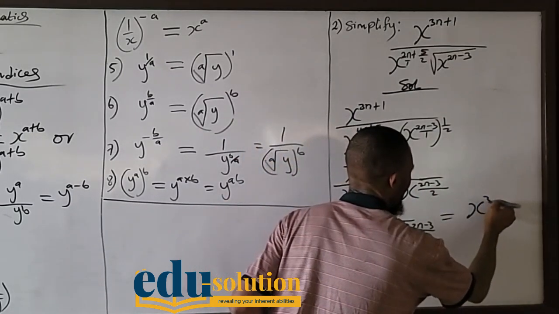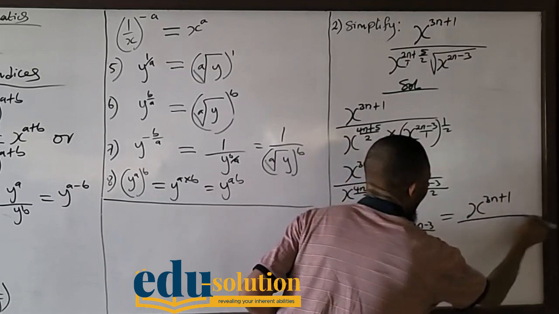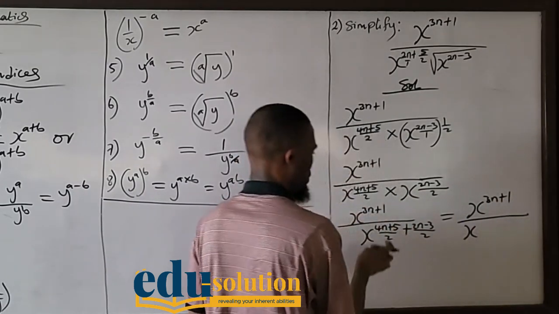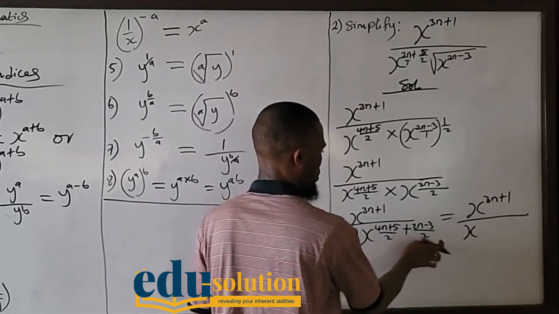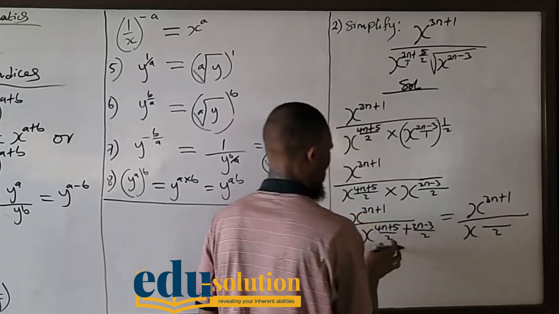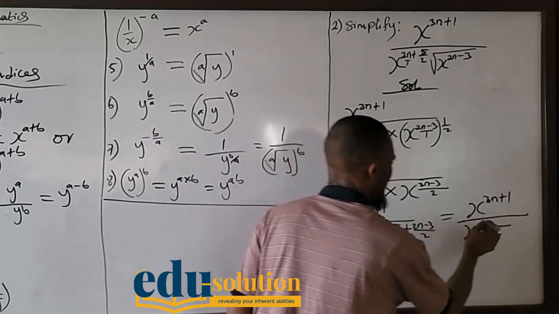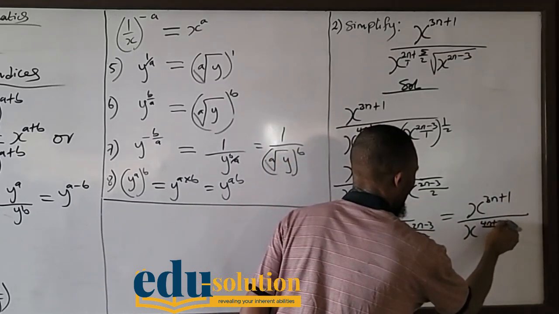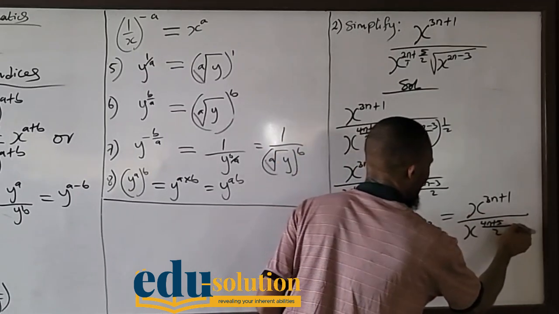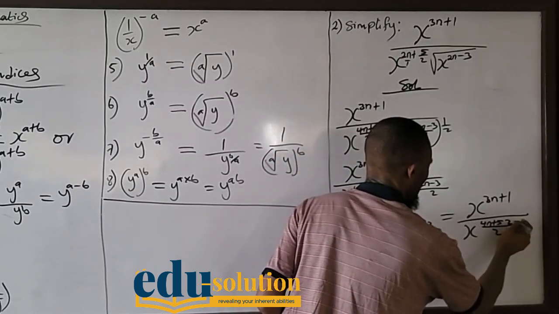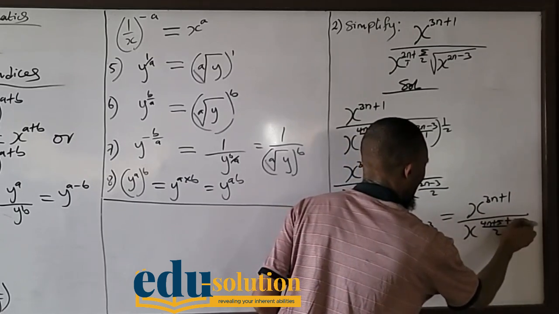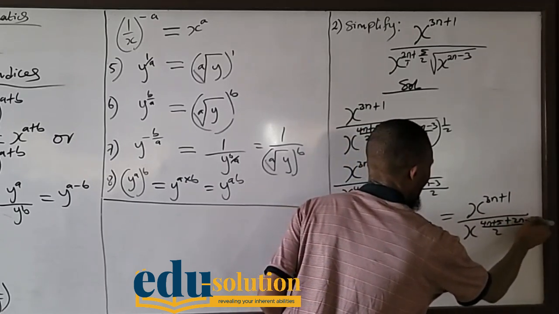I'm rewriting again. I have s raised to the power of 3n plus 1, everything over this s, and then we add the power. Now the LCM is what? 2. So 2 divided by 2 is 1. 1 multiplied by this is going to give you the same thing. We have 4n plus 5. And then again, 2 into 2 is 1. 1 multiplied by this is the same thing. Sorry, there's a plus. I have plus 2n minus 3.